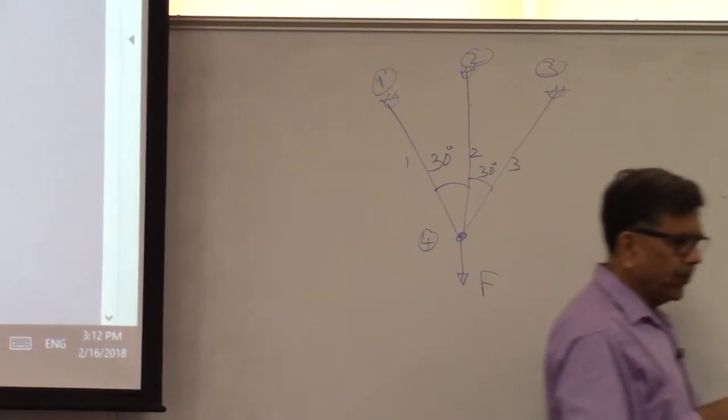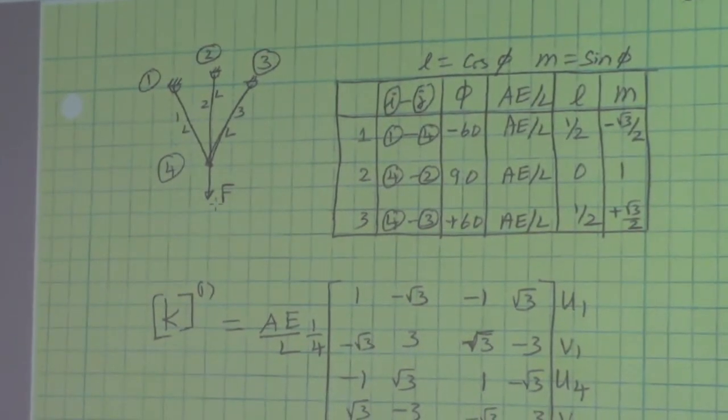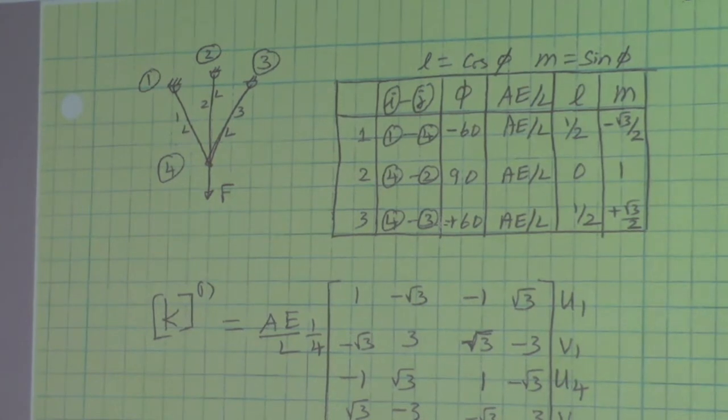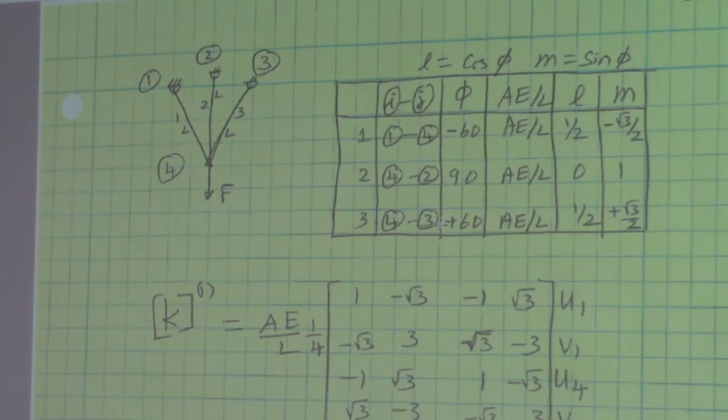Okay. So the angle of element 2, you can see, is 90 degrees, vertical upright. And element 3 is plus 60 degrees. I chose the angle so that the calculation is easy. Do you want some, Oliver? Any question for me?